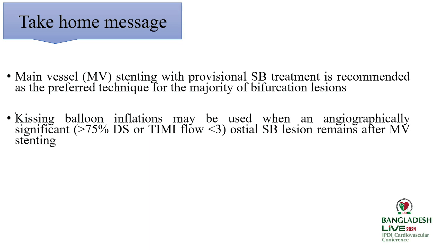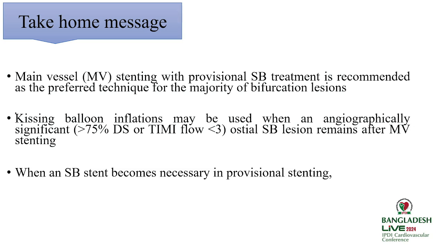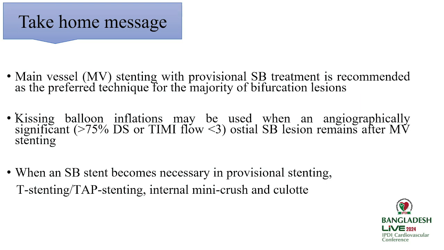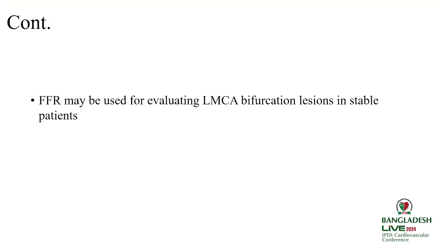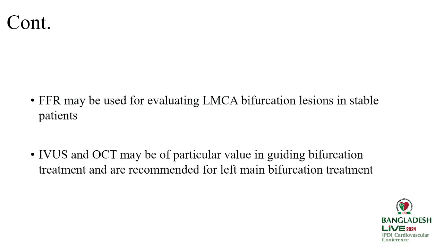Kissing balloon inflation may be used when an angiographically significant, that is more than 75% or less than TIMI 3 flow, ostial side branch lesion remains after main branch stenting. And when a side branch stent becomes necessary, provisional stenting, T-stent or TAP, internal mini-crush, or pull-out is the preferred technique. FFR may be used for evaluating left main coronary artery bifurcation lesions in stable patients. And IVUS and OCT may be of particular value in guiding bifurcation treatment and are recommended for left main bifurcation treatment.